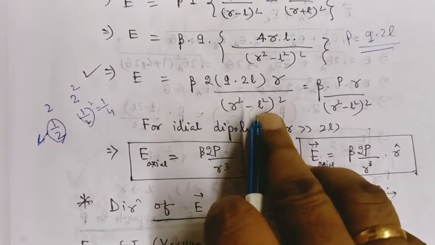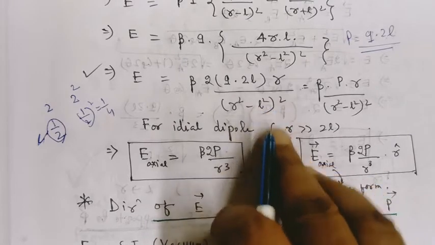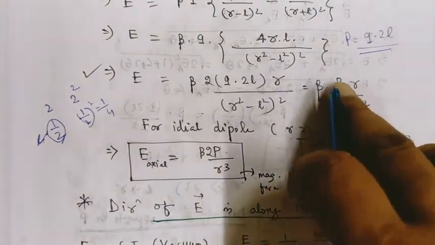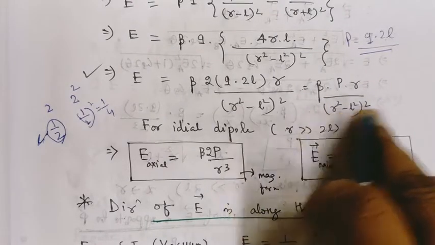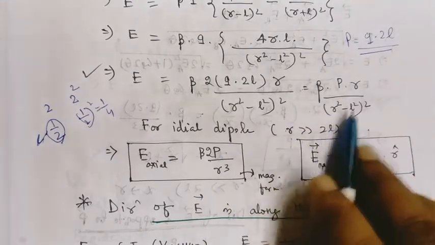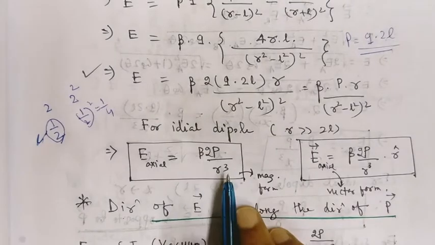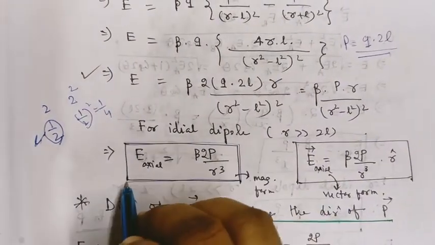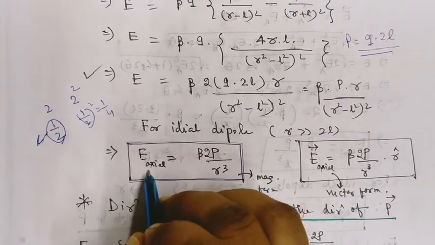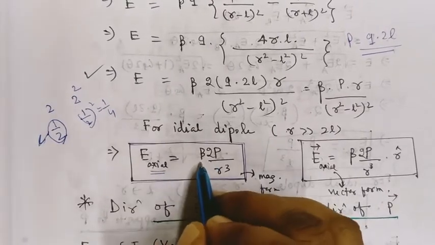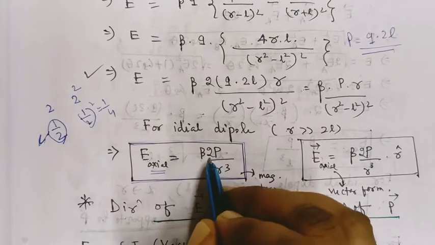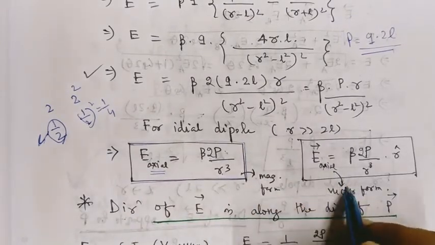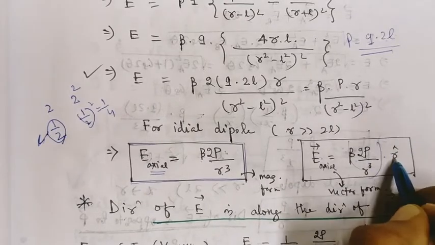So the reduced electric field intensity is beta P, and this term will be how much? r to the power 4, and this one is r. r to the power 4 and r gives r cubed: beta 2P by r cubed. This is your working formula. Intensity due to an electric dipole at the axial position: proportionality constant beta, 2 into dipole moment by r cubed. In vector form it is written with the unit vector r cap.